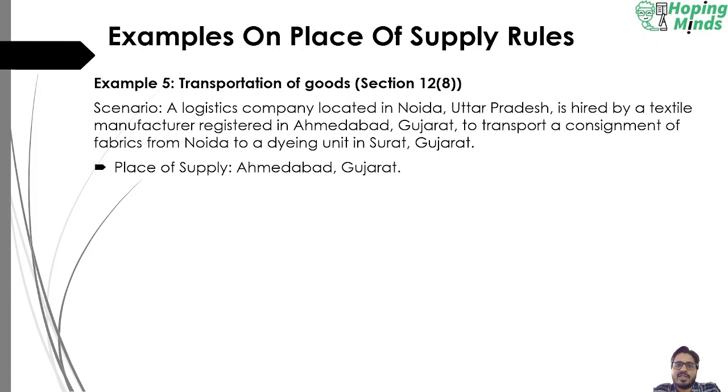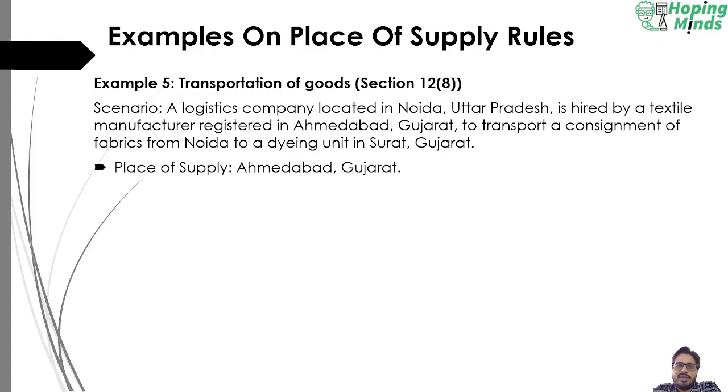Next we have transportation of goods, that is covered under section 12 subsection 8. A logistic company located in Noida, Uttar Pradesh is hired by a textile manufacturer registered in Ahmedabad to transport a consignment of fabrics from Noida to a dyeing agent in Surat, that is in Gujarat. So in this case, the place of supply will be Gujarat.